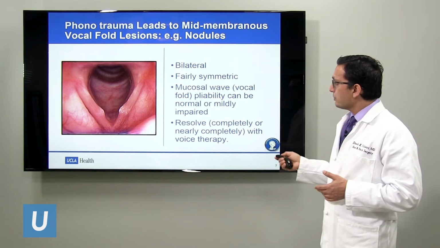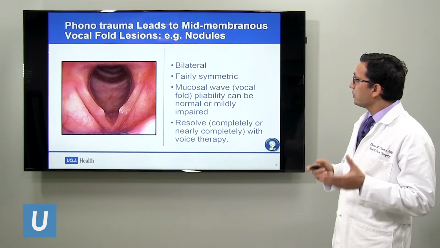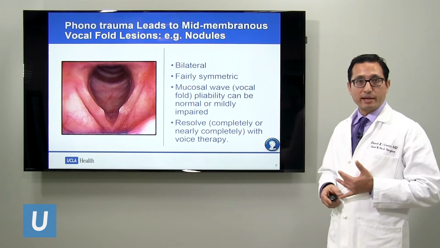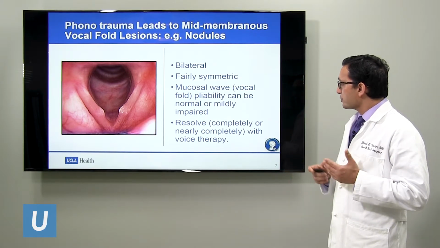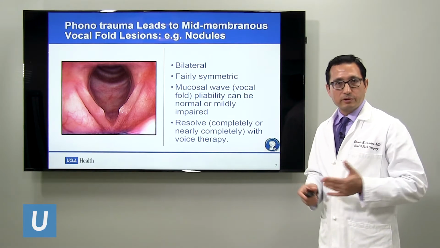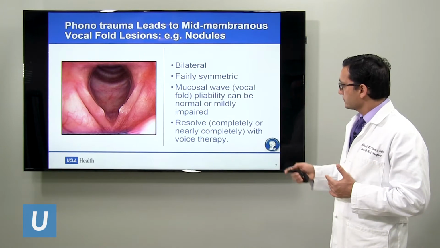And here is an example of what happens. This is an example of nodules, which is a phonotraumatic lesion. They are usually bilateral, fairly symmetric. And this causes some stiffness of the vocal folds and reduces the vocal fold pliability. These do resolve completely or nearly completely with voice therapy.